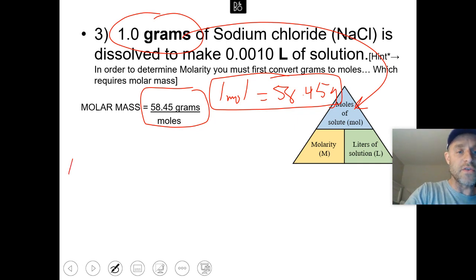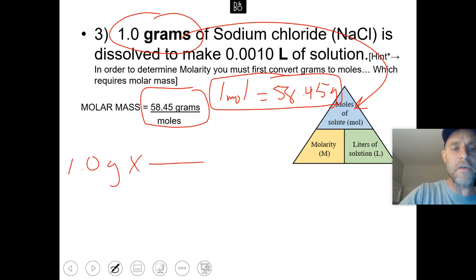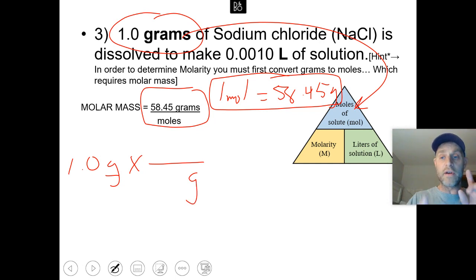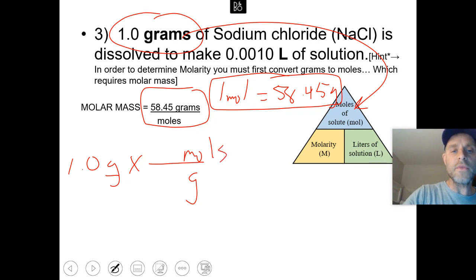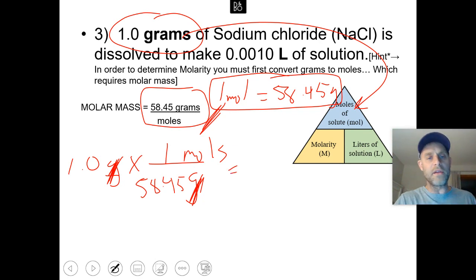Let's do it. So what do I have? I have 1.0 grams. I don't want grams, I want moles. So I'm going to multiply by a fraction. Grams are on top here. Grams need to go on the bottom over there in order to cancel out. I have moles on top here. Well, 1 mole, right? 1 mole is equal to how many grams? 58.45. All right, now we go grams on top, grams on bottom. They cancel.